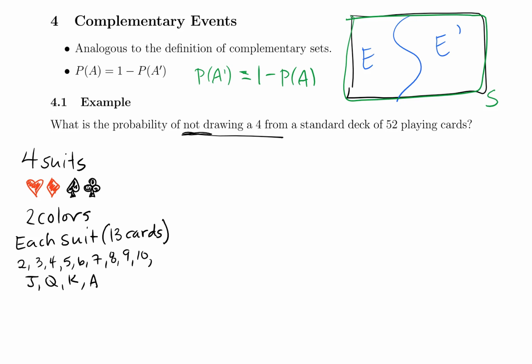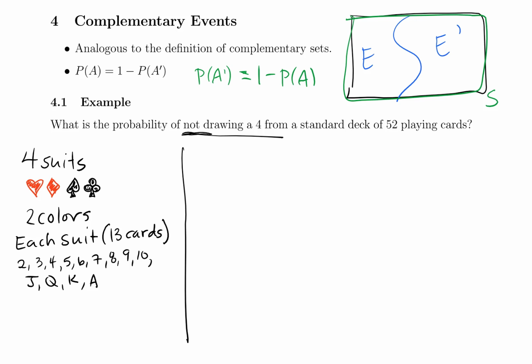So if we want to talk about selecting a 4 from a standard deck, there are four 4s in the deck because there is a 4 of hearts, a 4 of diamonds, a 4 of spades, and a 4 of clubs. Okay, so that's your basic rundown for the structure of a deck of cards. If you want more information about that, feel free to email me, or you can probably find something online. There's not a whole lot more beyond that, but if you wanted additional information, feel free to contact me.